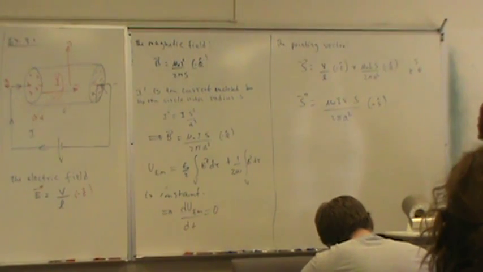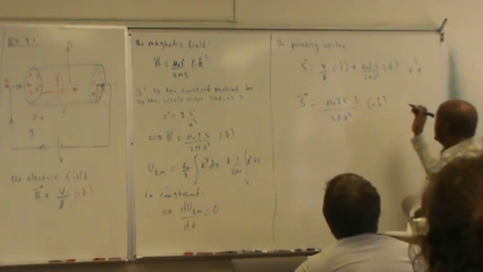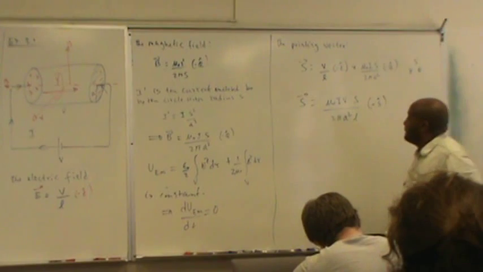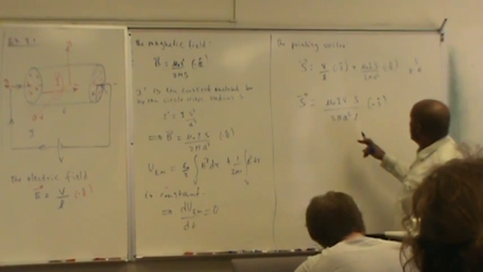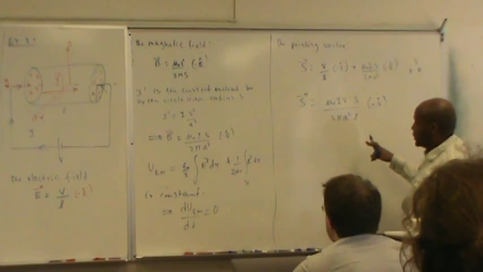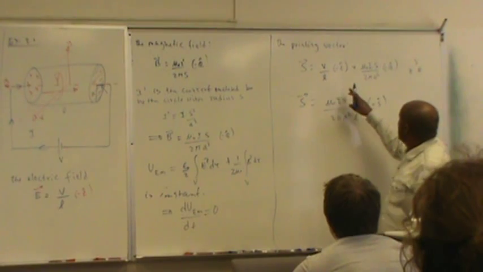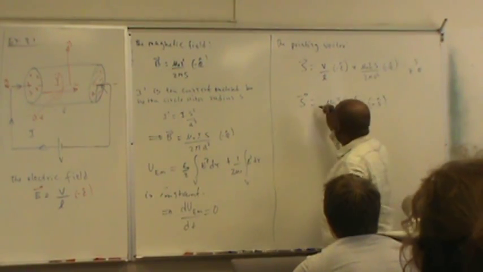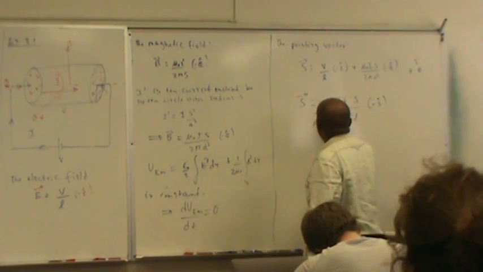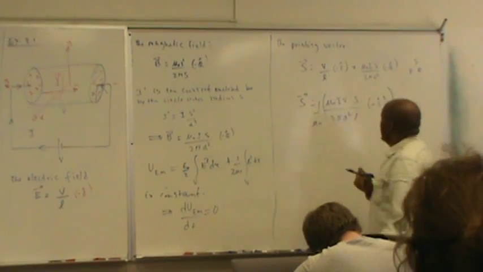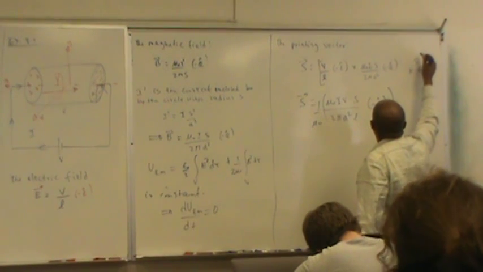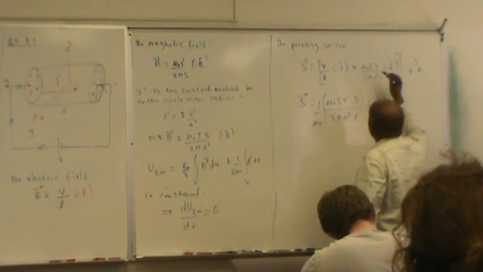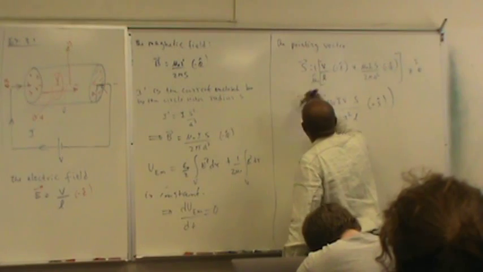What happened to L? Yes, it should be there. And one over mu naught. It should be positive. The mu naught cancels out. From your Poynting vector, it's 1 over mu naught. Right, right. Over here. Yes, thank you.